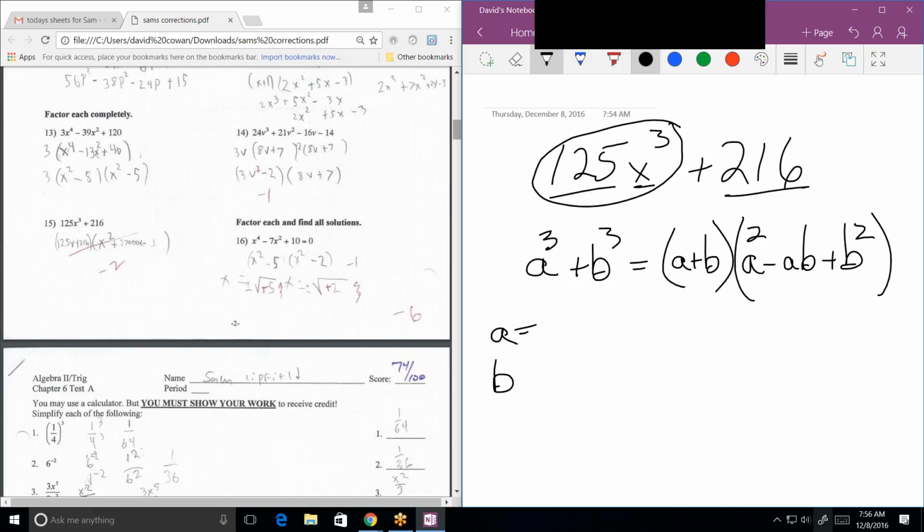A is going to be the cube root of this. What's the cube root of that, what I have circled? 5x. Notice that if you cube 5, you get 25, 125. If you cube x, you get x cubed. So that's what a is. What's b? What's the cube root of 216? 6. Okay. Now that we've defined a and b, we can plug it in to that. Real simple. So what's my answer?